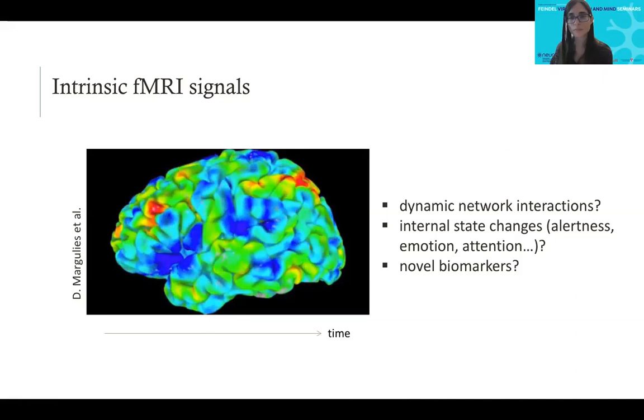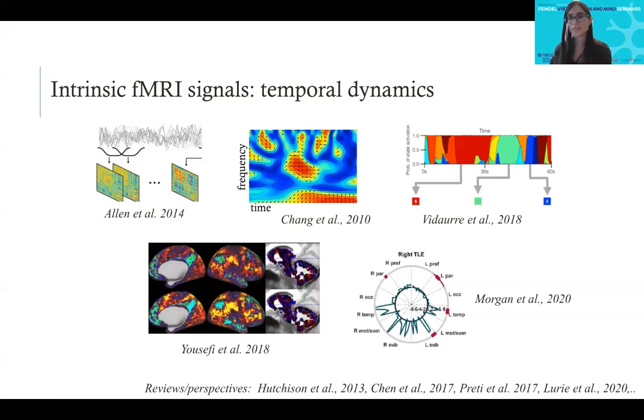These types of questions have led to many different kinds of analyses in the field for approaching fMRI data in this way. This is just a sampling of work from a number of different groups. For example, one thing we might do is track how signals or how correlations are changing over time, such as by looking at shorter time windows of data.